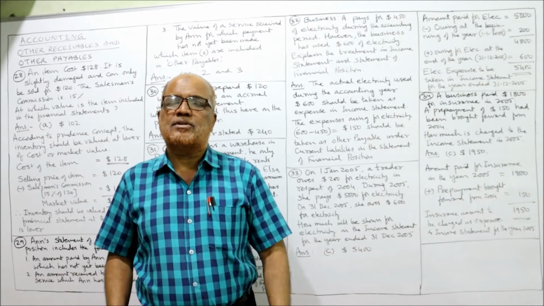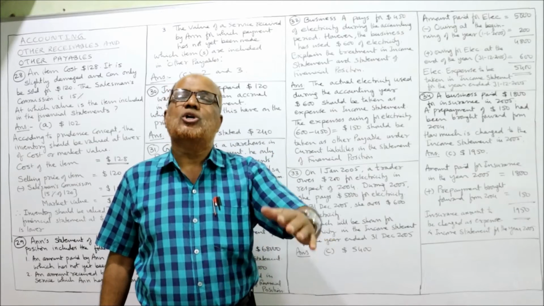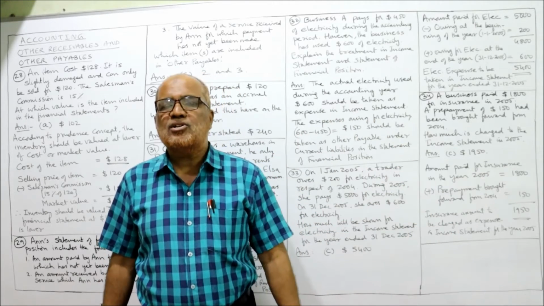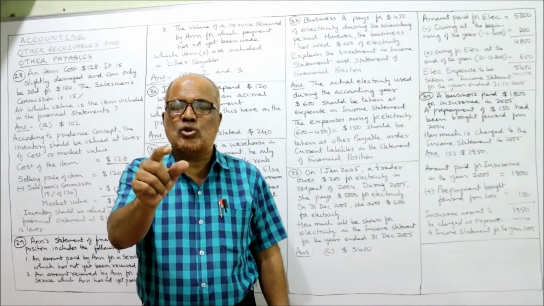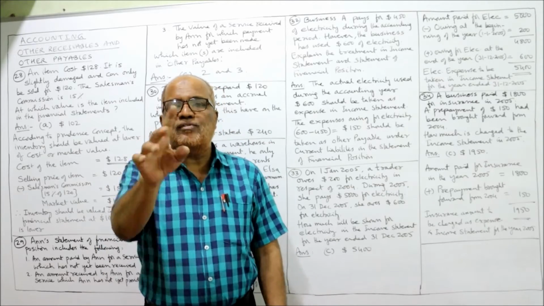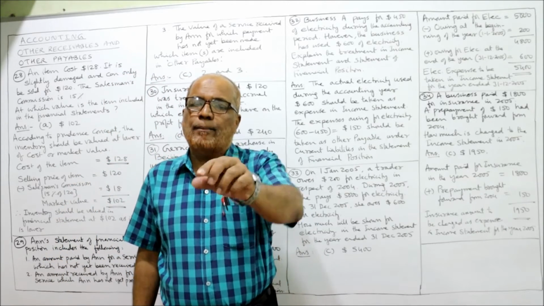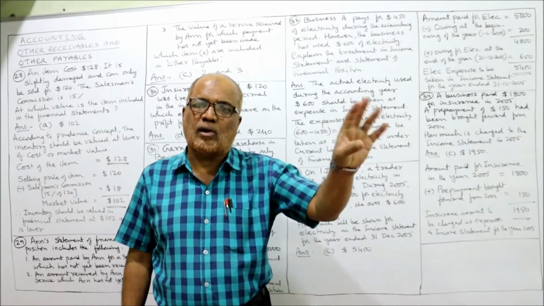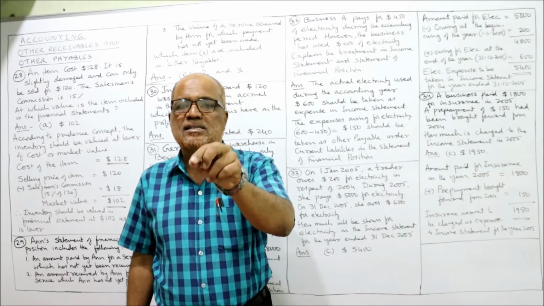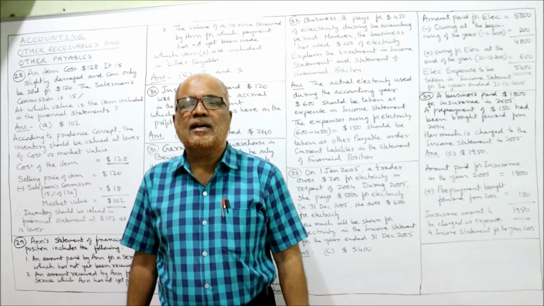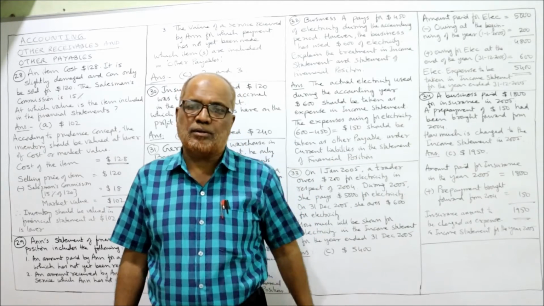According to accrual concept, the total value of electricity consumed should be taken in income statement. So how much electricity is consumed? $600. So $600 value of electricity consumed should be taken in income statement. Out of 600, how much is not paid? $150. 600 minus 450, because 450 is already paid. So $150 is still payable, so it will be taken in statement of financial position as other payable. So other payable $150. That's it.